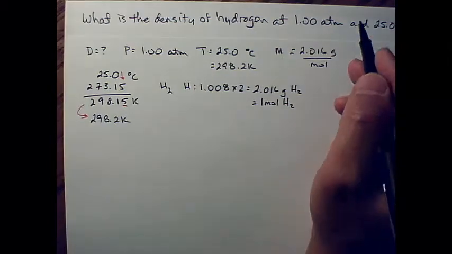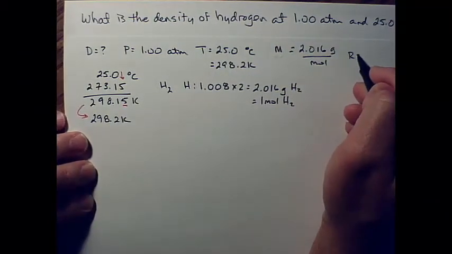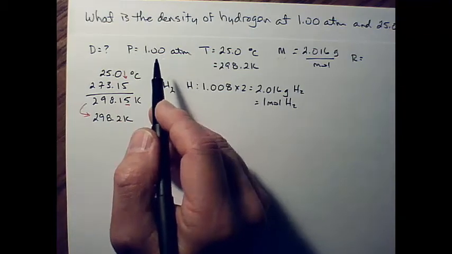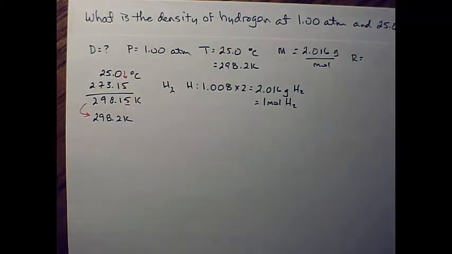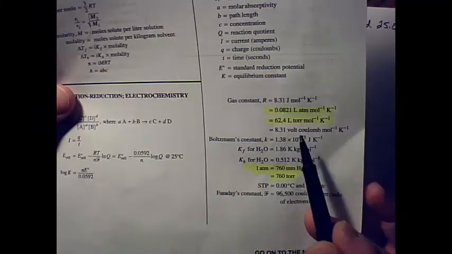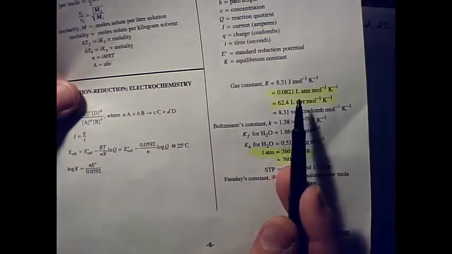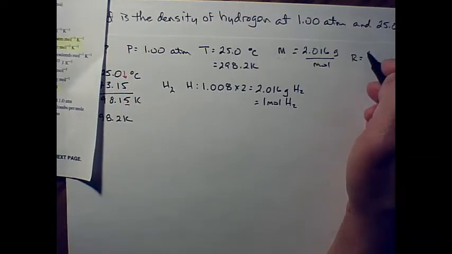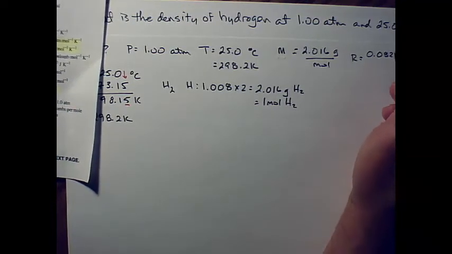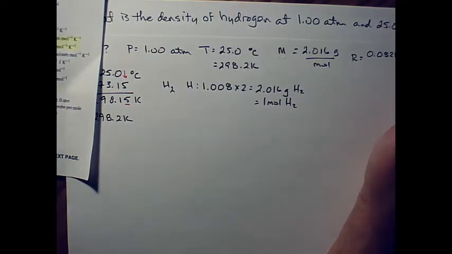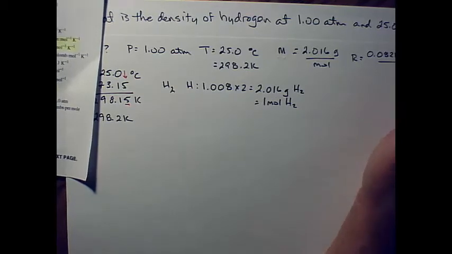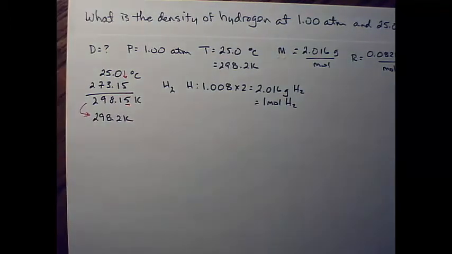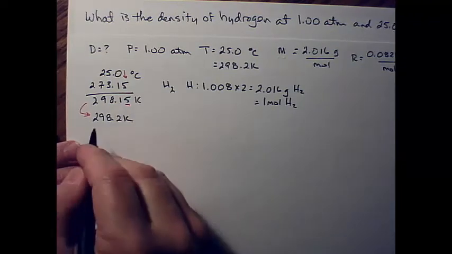So we need to figure out which R we're going to use. And we need to use the R that has atmospheres pressure. So we go to the reference over here and we see that the version of R that has atmospheres pressure is this one: 0.0821 liters atmospheres over moles Kelvin. And we're ready to plug and chug.